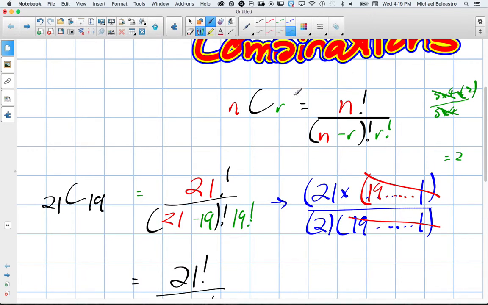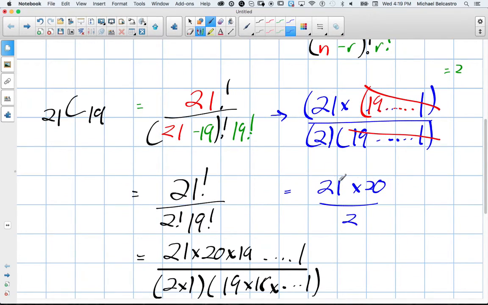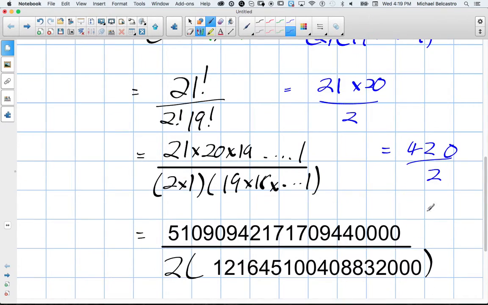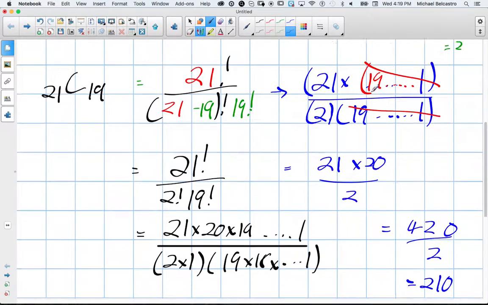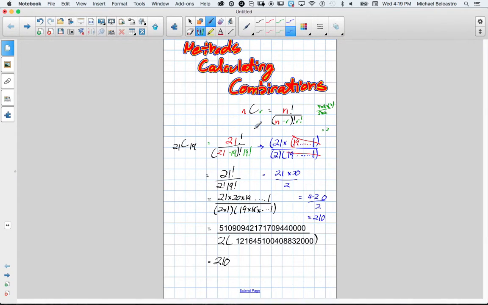So the shortcut to calculating this now is, because I've dropped all the numbers from 19 down, I get 21 times 20 divided by, since 19 to 1 is gone, 2. This is something I can calculate by hand. This will be 420 divided by 2, which ends up being 210, which is the exact thing we did here. So that would just be another method of solving it. Really, it's just a simpler method of calculating the combination.